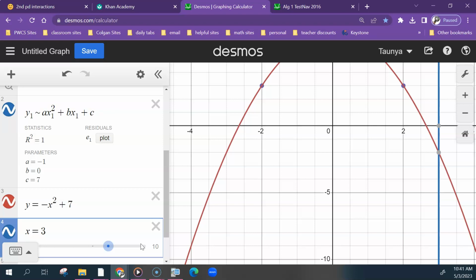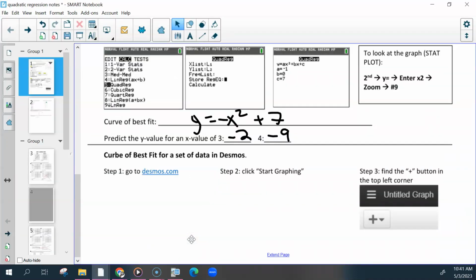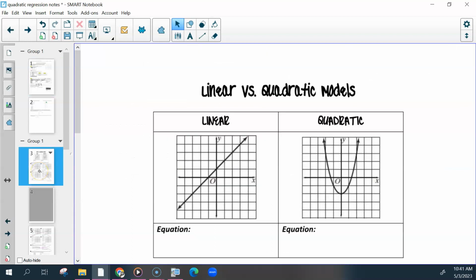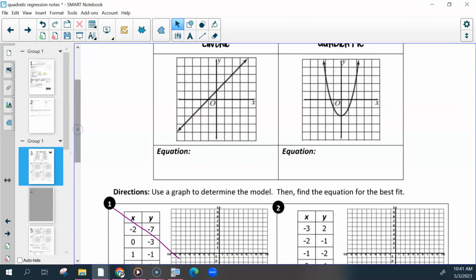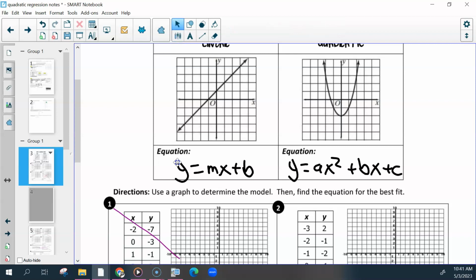Last thing that we're going to do before lunch is write these two equations. So you'll need to know the difference between these two and the equations between them, because that will help you find the line of best fit or the curve of best fit, depending on what the question is asking.